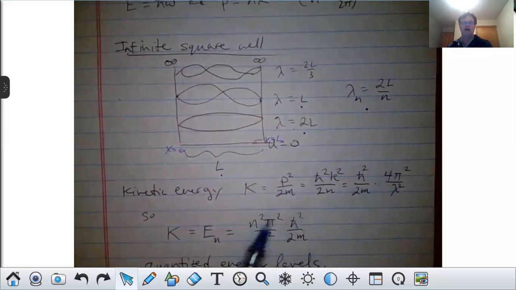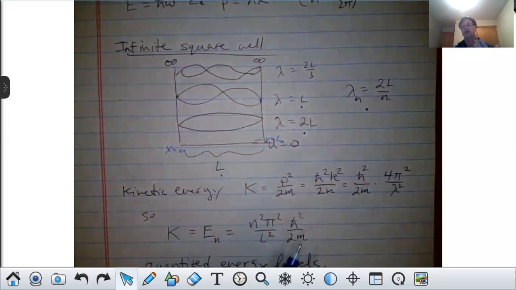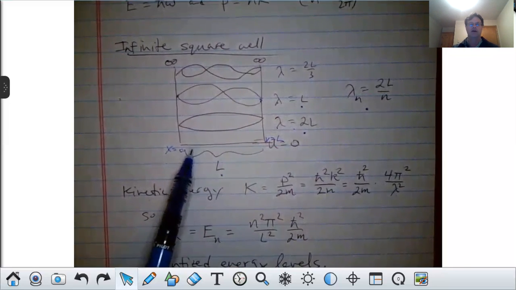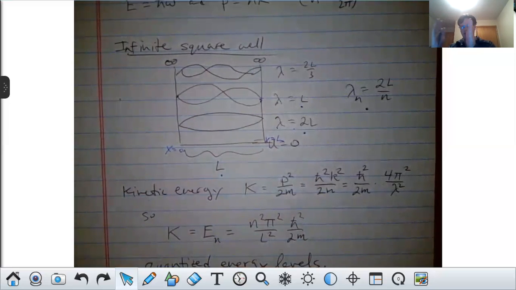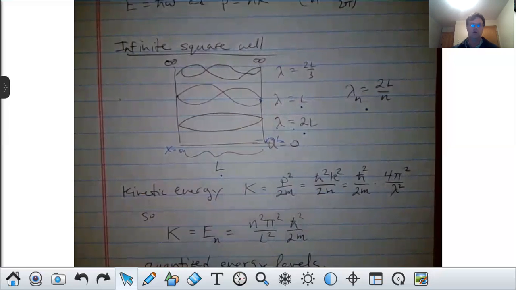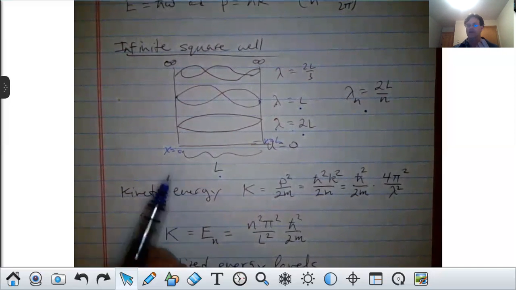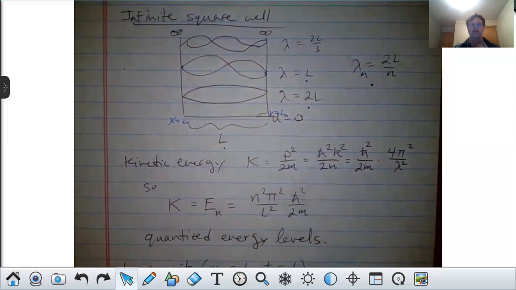If I plug that in, I can calculate the kinetic energy of the electron in the well. It's all kinetic energy because my potential energy is 0 here. The fact that it's infinite on the sides means the electron cannot get out of the well. It's stuck there, so the wave has to go to 0 at the ends, and that's why I have nodes there. So the allowed energies of the electron, as a wave in this confined space, equal n squared pi squared over L squared times h bar squared over 2m. So what I end up getting are quantized energy levels.